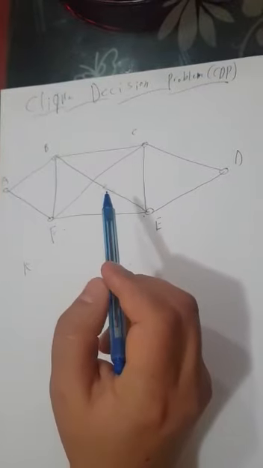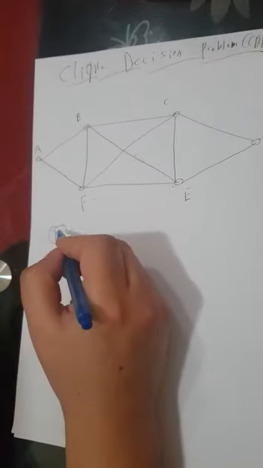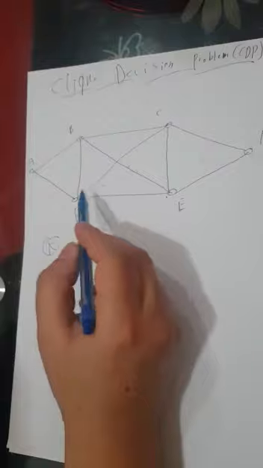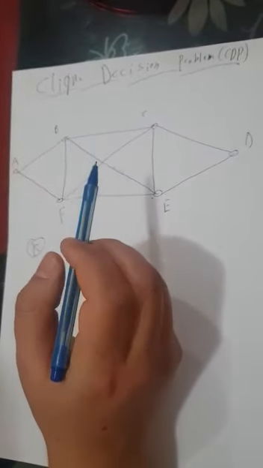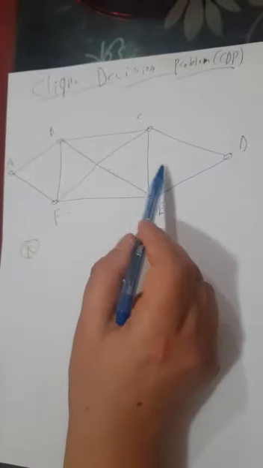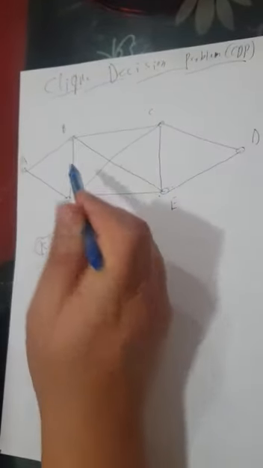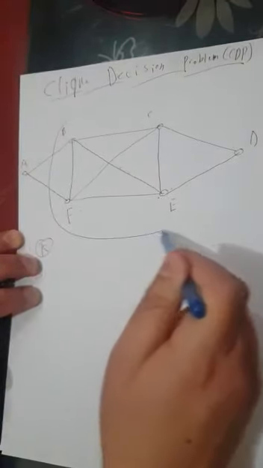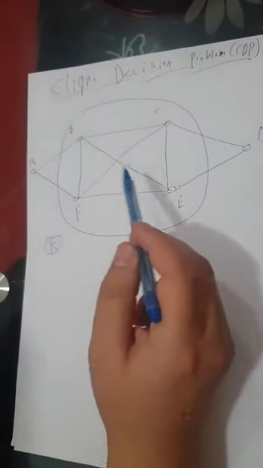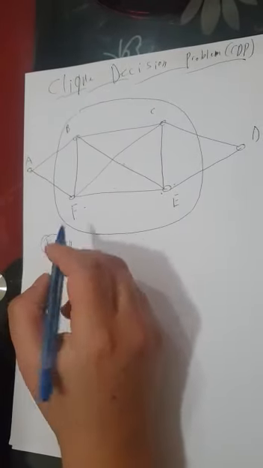If we could find a clique of size k, and all of the edges that constitute that clique belong to that graph, this means that we verify that it's in NP. So by looking at that graph, we remark that B, C, E, F, that subgraph, is a complete subgraph, and it's a maximal clique of size k equals 4. Let's suppose that k is 4.